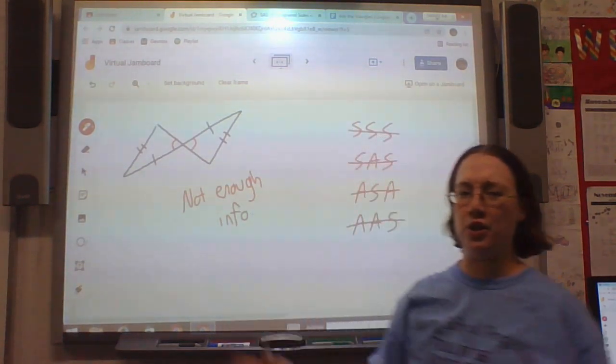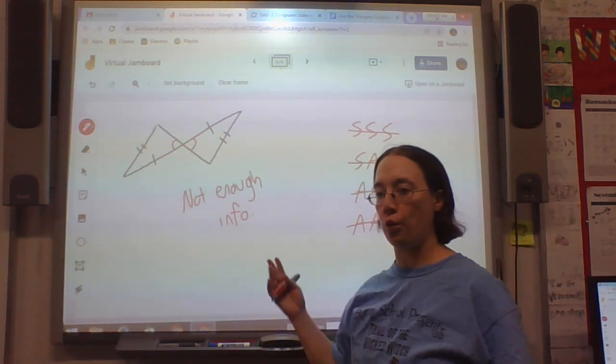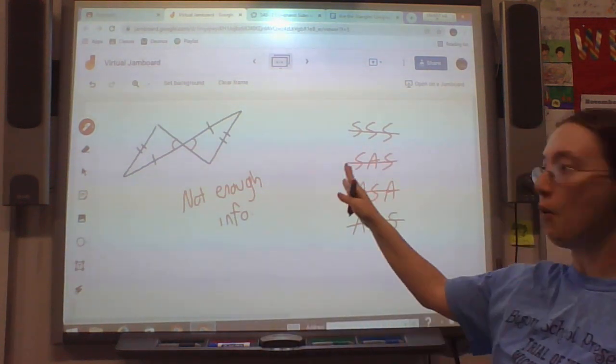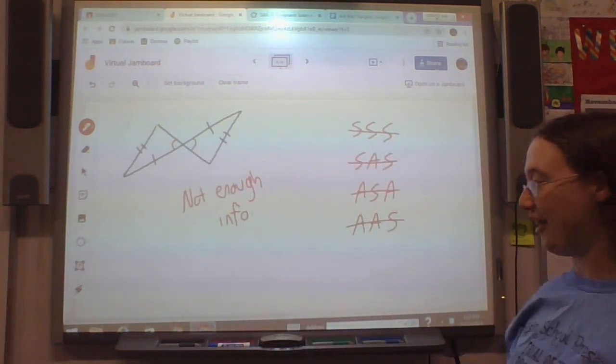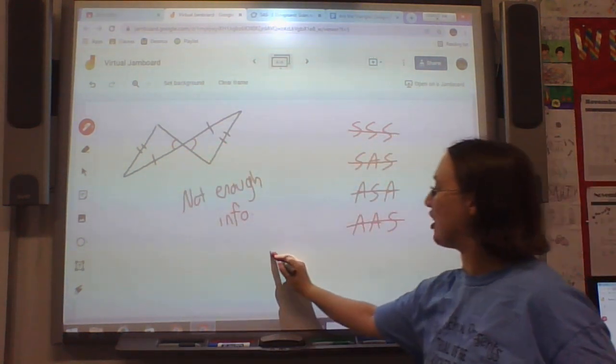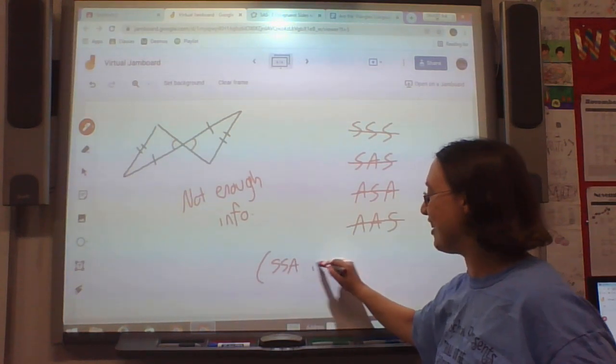So they might be congruent, but that's not a thing that we know for sure right now with just what we have there. So you may notice the side, side, angle is not a thing. And jot that down. Side, side, angle is not a thing.